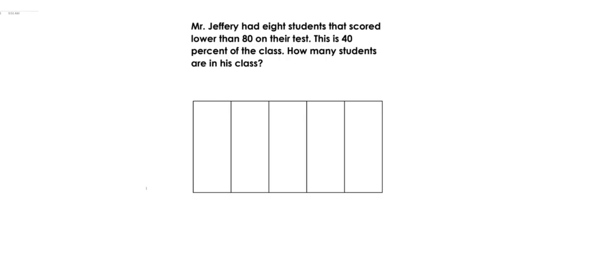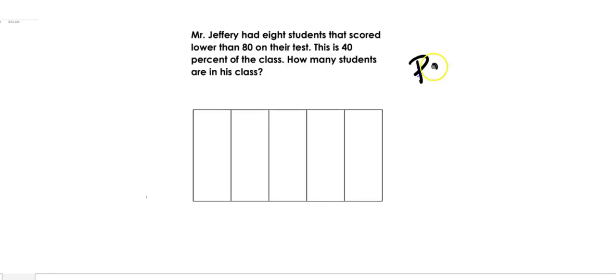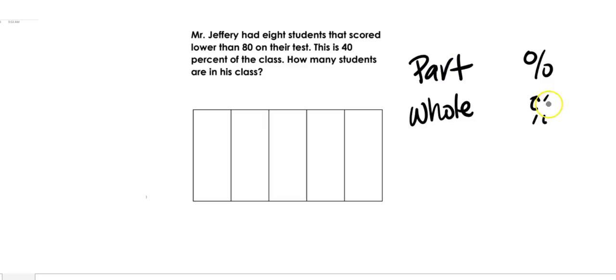Mr. Jeffrey had 8 students that scored lower than 80 on their test. This is 40% of the class. How many students are in his class? First things first, we need to identify some things from this problem. We need to identify our part, our whole, our percent, and our percent total.